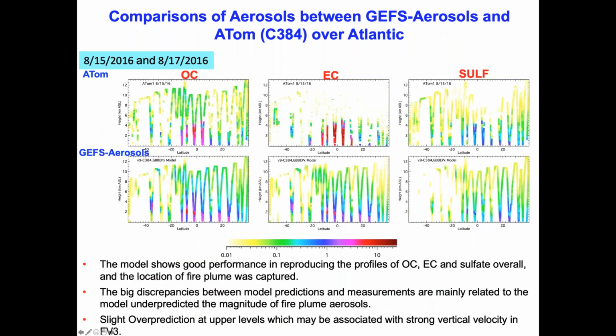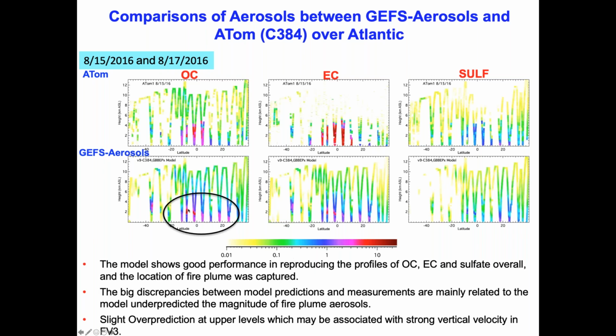And here is the comparison of OC, EC, and sulfate. The top panel is the ATom observation, and the bottom is the GEFS aerosol predictions. Though the model shows good performance in reproducing the profile of the OC, EC, and sulfate, for the location and the variation, we did see some discrepancy between the model prediction and the ATom observation, especially over these middle Atlantic areas.